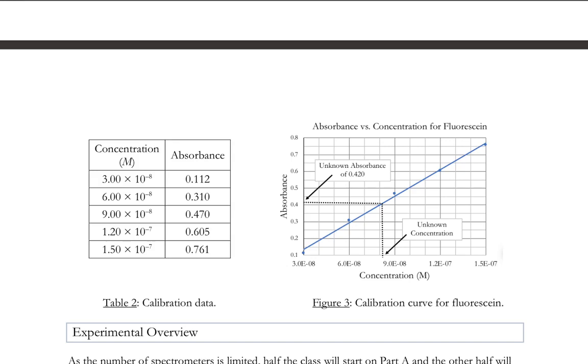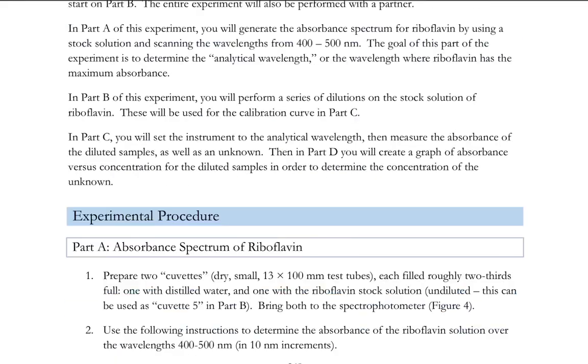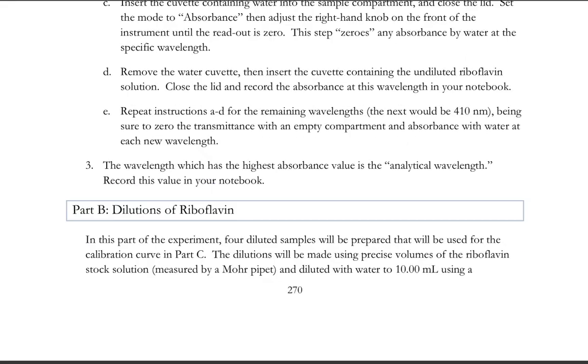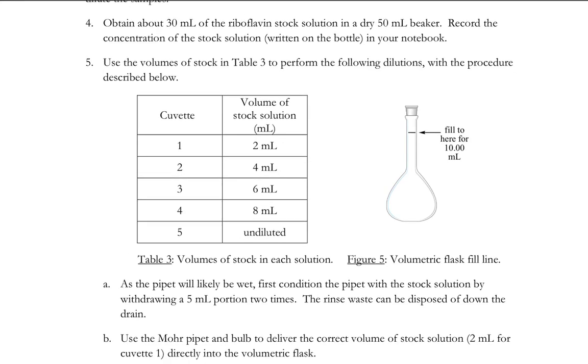Now, in order to have absorbance at different concentrations, what we will do is be given a stock solution whose concentration we will know. Stock solution, that means it comes from the stock room, and we are going to take that stock solution and make several different dilutions. Those dilutions are given in table 3.